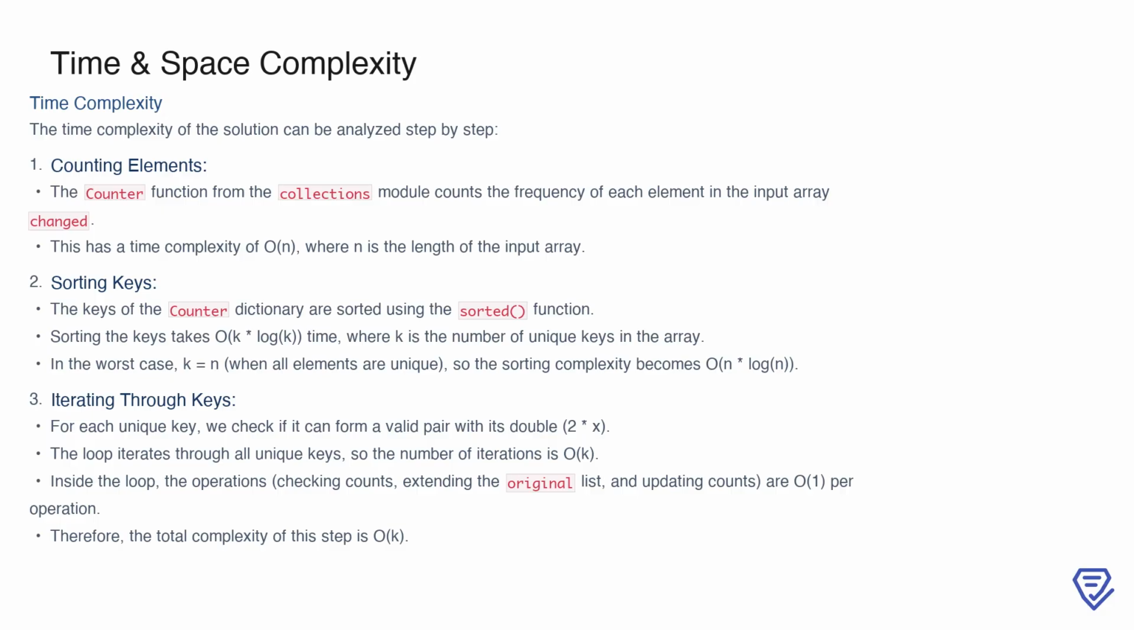Finally, we iterate through the sorted keys to verify if each key can form a valid pair with its double, 2*x. This loop processes each unique key, so it runs in O(k) time. For each key, the operations of checking counts, updating the original list, and adjusting counts are O(1) per operation. Thus, this step takes O(k) overall. These steps together give us an intermediate understanding of how the algorithm scales with the input size.